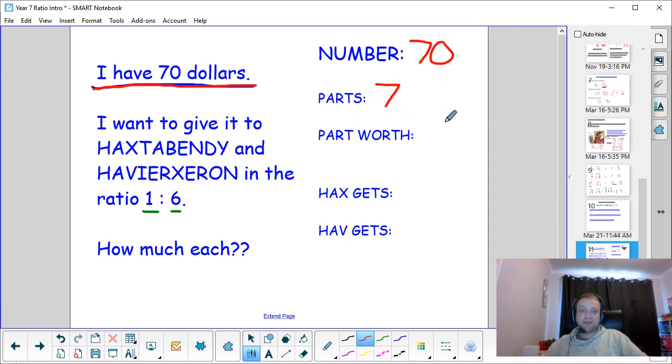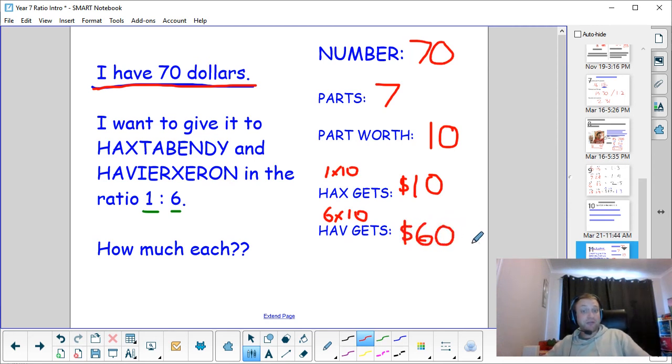So when I go 70 divided by 7, it tells me that each part of my ratio is worth $10. Splitting $70 into 7 equal piles gives me $10 per pile. Then I can start to give my piles out. So Hax gets $10 because he only gets one of my piles, right? I've really gone 1 times 10 for this guy. The other guy, though, gets 6 piles, so he gets 6 lots of the 10. So that's $60 there. And then you can check that you've done it correctly by making sure that the total amount that I gave out adds up to what I started with, right? And 10 plus 60 is 70, so I'm probably right.